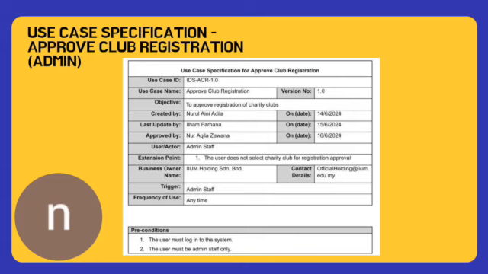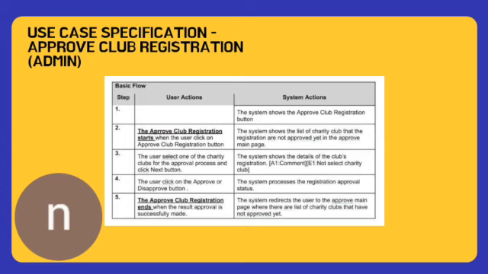The extension point is when the user doesn't select a charity club for registration approval, and the business owner name is IIUM Holding Sdn Berhad, and the contact details is officialholding@iium.edu.my. The trigger is admin staff and the frequency of use is anytime. The precondition is the user must log in to the system, and the user must be admin staff only.